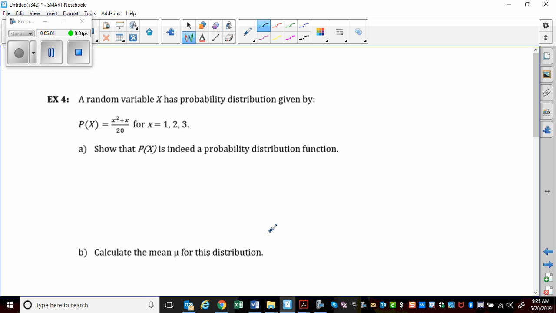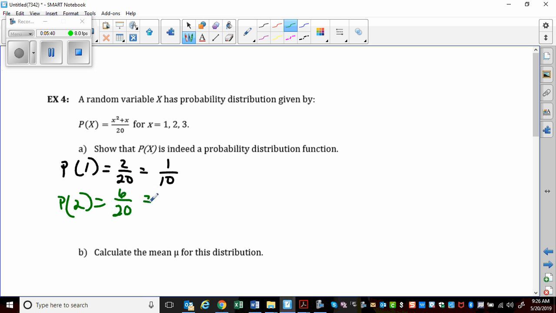A random variable x has a probability distribution given by this formula when x is 1, 2, and 3. Show that the probability of x is indeed a probability distribution function. So do they all lie between 0 and 1? Let's find the probability of 1. When we plug 1 in, we get 1 squared plus 1 is 2 over 20, or 1 over 10. When we plug in 2, we get 2 squared, which is 4, plus 2, which is 6 over 20, which is 3 over 10? I don't know. Check it.